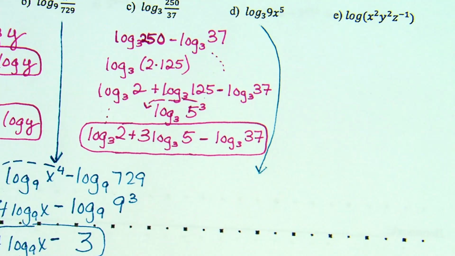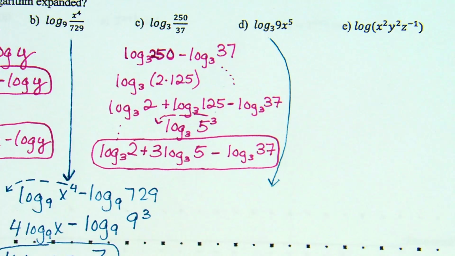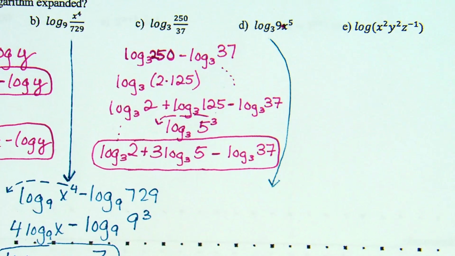What do you notice? There's multiplication, so you can add it. Okay, so 9x to the 5th is 9 times x to the 5th, right? We always say 9x to the 5th, but it comes from 9 times x to the 5th. So if there's multiplication in the log, rewrite it as logs being added.